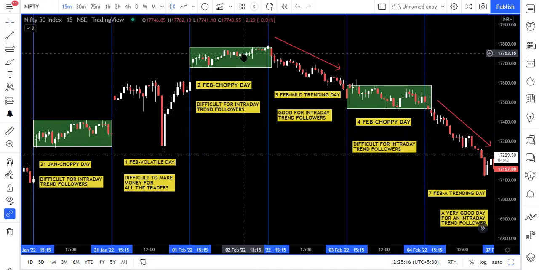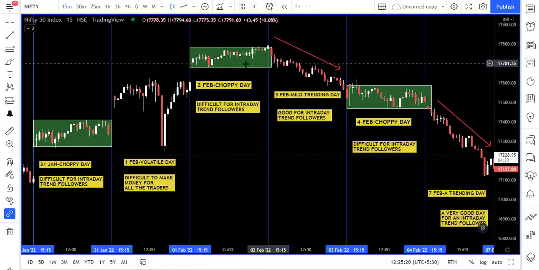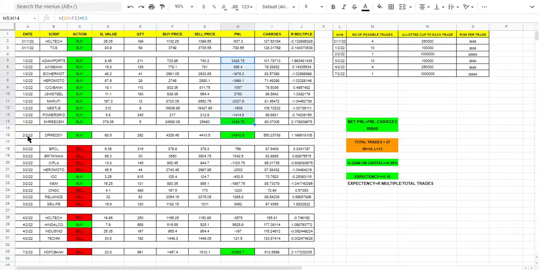Then 2nd February, it was a choppy day. Again, you will very rarely make money on these sort of days. Let's see how our strategy performed. On 2nd of February, only one stock triggered. Only one possible trade was about to happen that day, and we made a killing amount of money, because our risk was also bigger that day, because the possible trade was only one on that day.